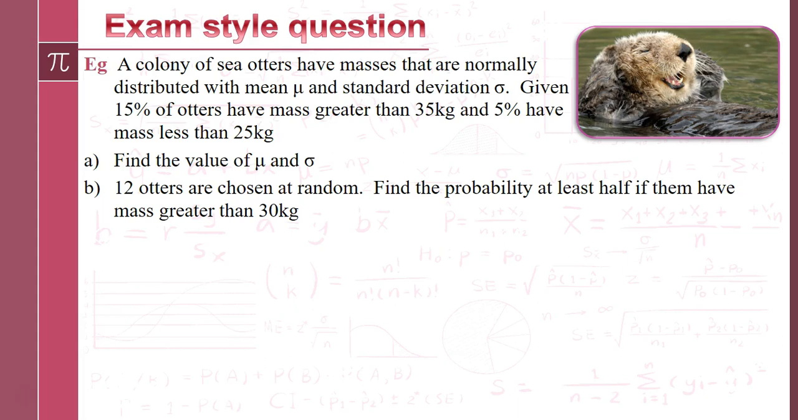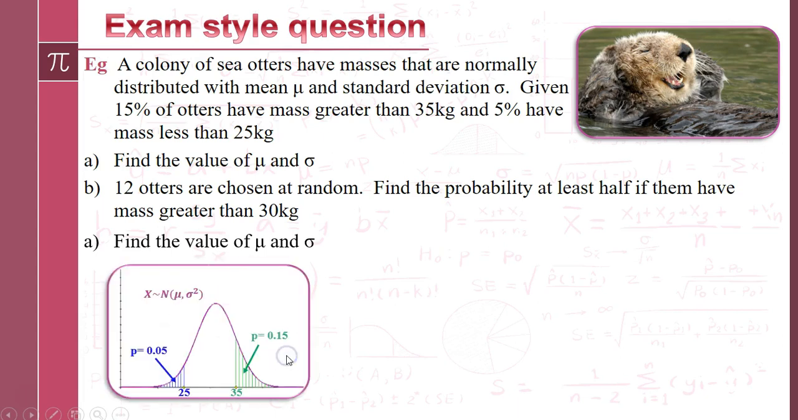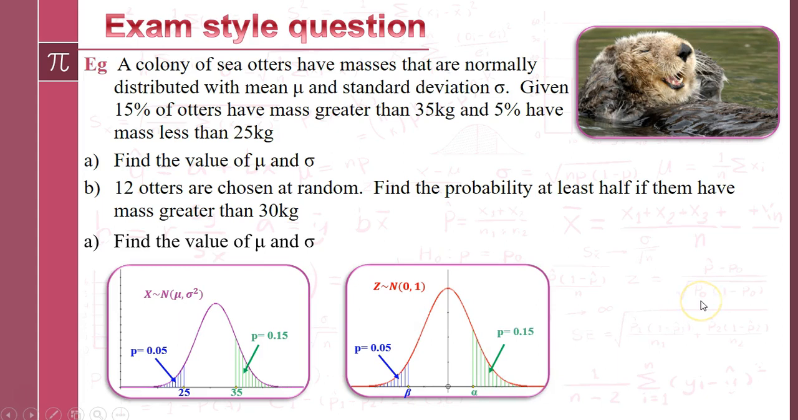Again, you might have spotted what's going on here. We are going to end up with a simultaneous equation because we've got two missing variables and two bits of information. Our first bit of information, this one here. Our second bit of information, 5% less than 25. Okay, so off we go. Same principle again. That's our distribution for our otters, and that's one we can't work with at the moment because we don't know the key parameters. So we're going to have to go for that one there. We're going to need to find what values for alpha and beta from our two bits of information.